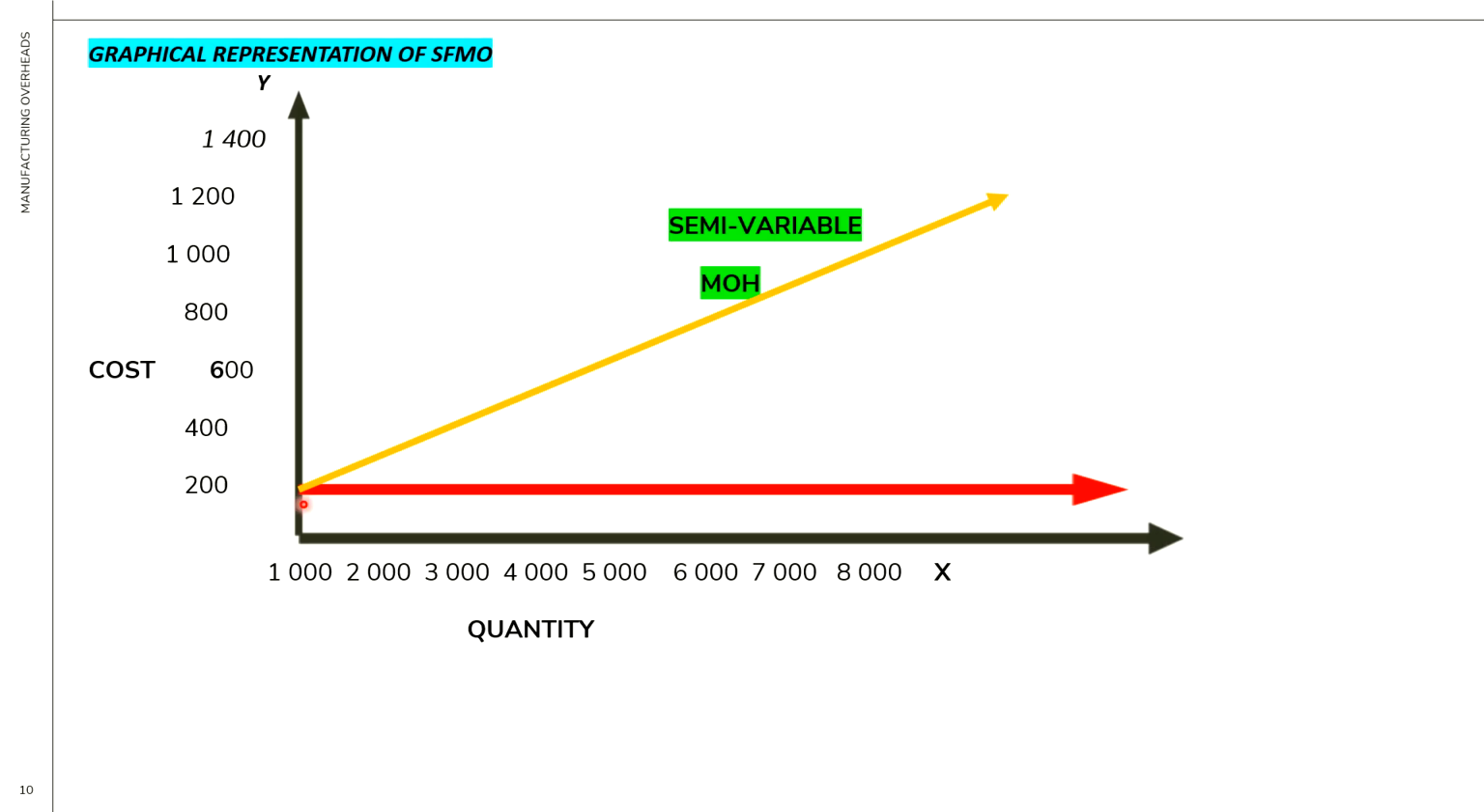So with this one, you will have the fixed part. Remember the fixed one. And then you'll have the variable part, which will start from here, from the fixed one. You have the variable part. This is your semi-variable manufacturing overhead when you show it graphically. Okay, let's go to the next slide.